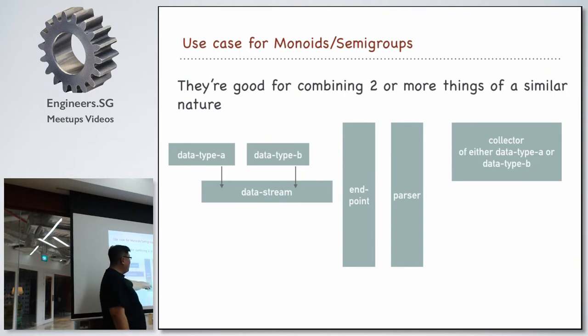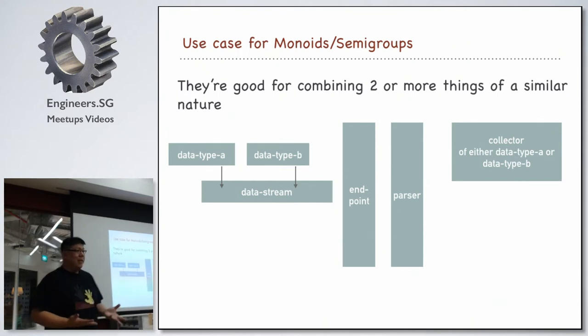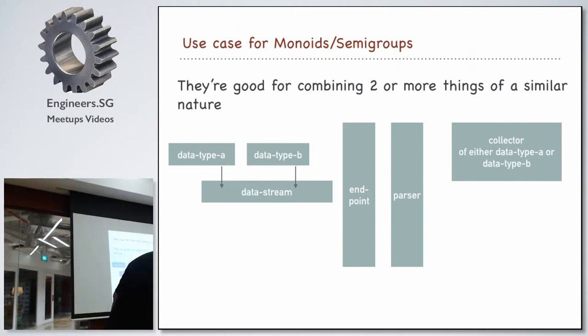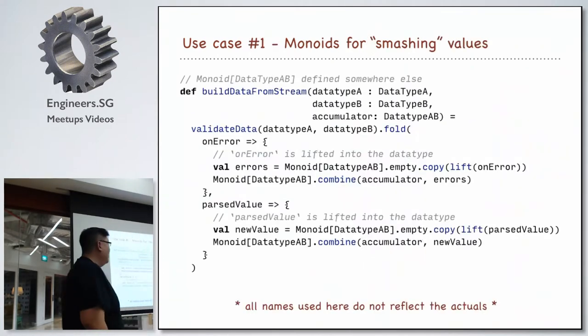So when they hit the endpoint after we do a parsing, we need to collect them in a sense. So these two data types are very similar in the behaviors, in the data that they carry. So our job is actually to do parsing. This is like pseudo code. Basically, there's this method that collects the data types from the stream itself, represented here by data type A, data type B.